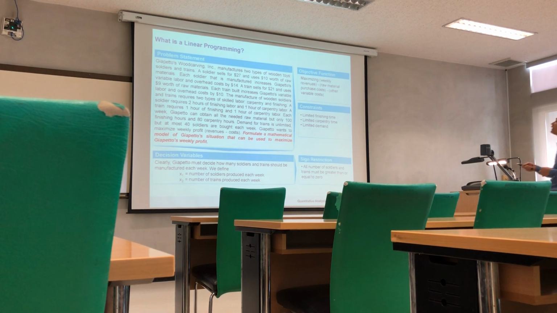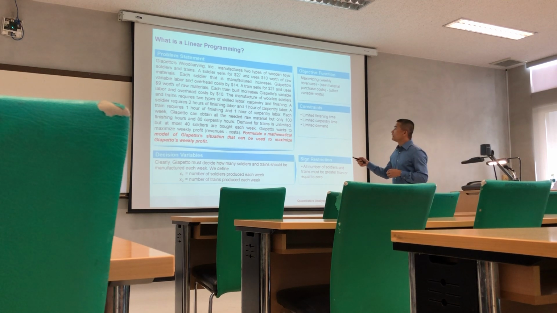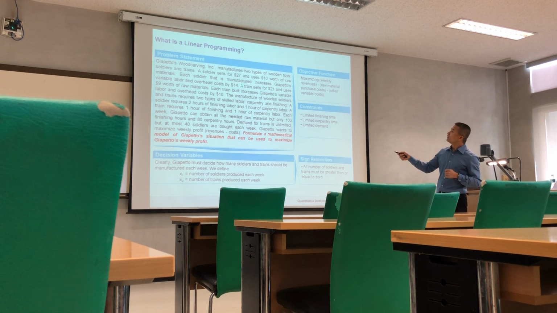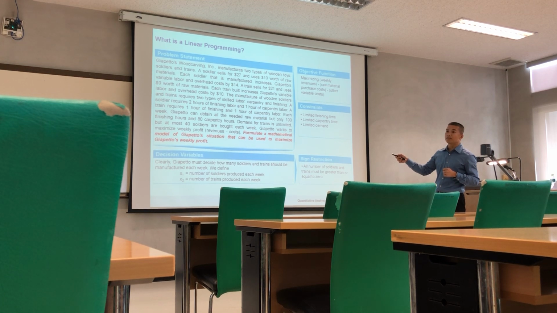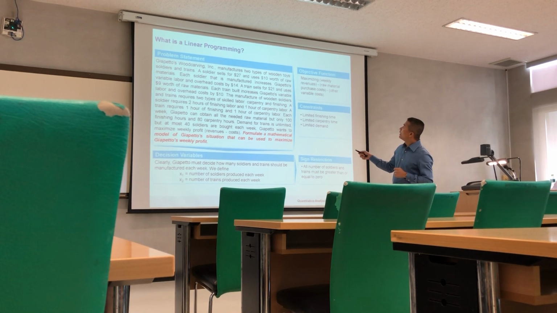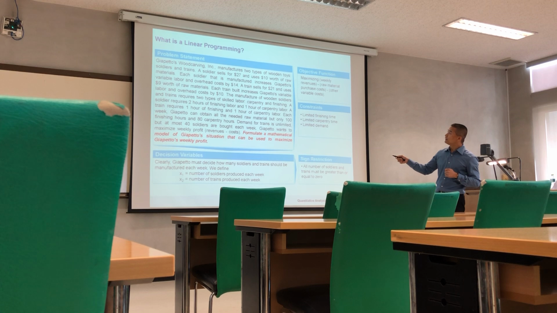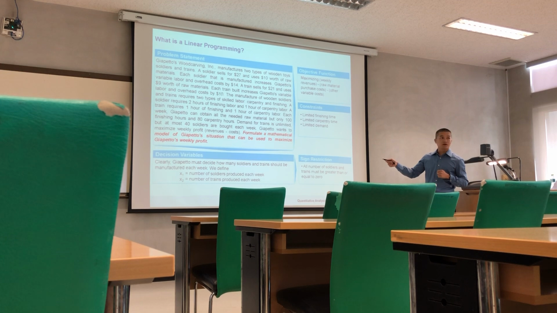And next, each soldier that is produced will cost $14. A friend sells for $21, and uses $9 worth of raw material. Each friend costs them $10 for labor and overhead.